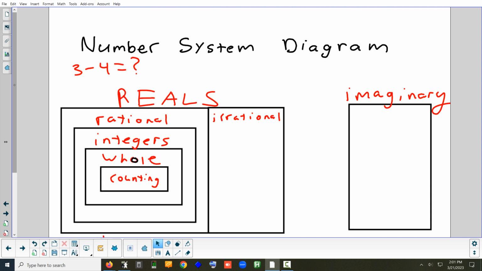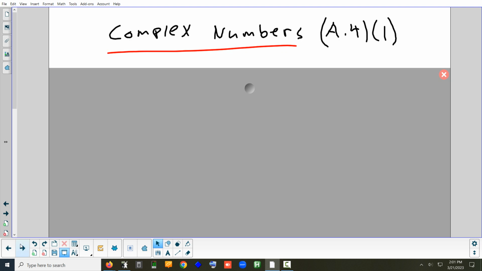So now, if you take all these numbers, that's everything we have on the board. All the numbers that are reals and imaginaries, those are called complex numbers. Is there anything bigger than that? Is there something outside the complex number system? Going a little bit beyond what I'm familiar with, so that's as much as I know. So complex numbers is like the biggest category. And that's what we're going to look at in section A4.